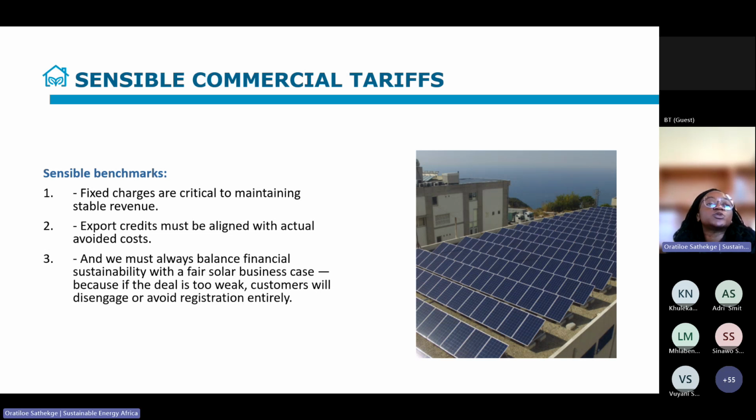All right. So what we learn from these examples is that fixed charges are critical to maintaining a stable revenue. So it's ensuring that the municipality is able to recover some of their costs. So this would ensure that stuff such as staff costs are recovered. And then export credits should also be aligned with actual avoided costs.